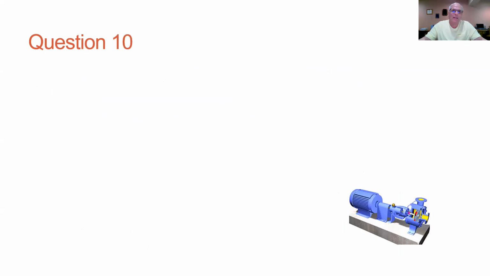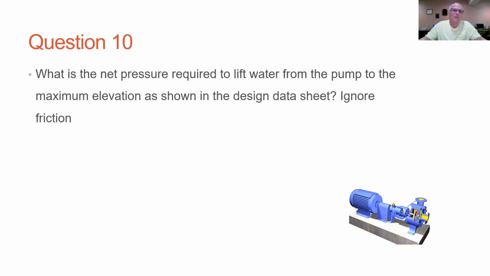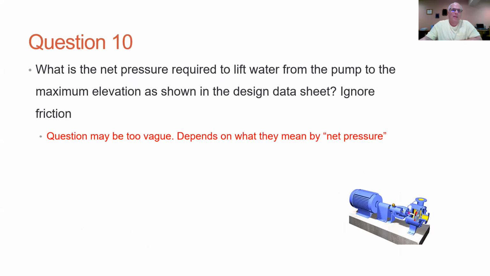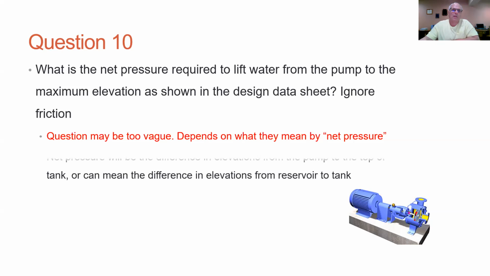Let's move over to number 10. What's the net pressure required to lift water from the pump to the maximum elevation as shown in the design data sheet? And you can ignore friction for this problem. Net pressure. Now that's a very vague way of saying things. I'm not really sure exactly what they mean by that, but we're going to work it through the way I think they mean it, and you can argue with me if you want to later on. I think it's a vague question. It depends on what they mean by net pressure, of course, but here's the way I interpret it.